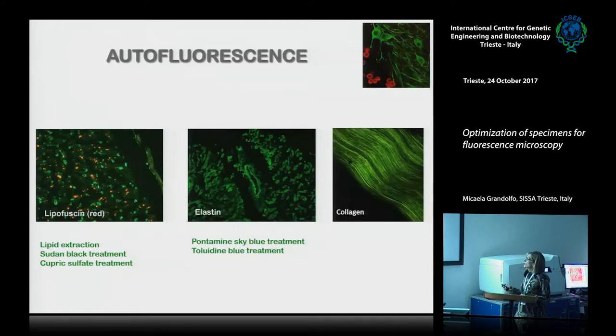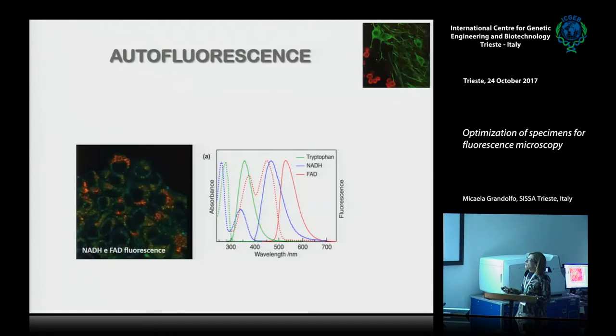You can find some collagen, and you cannot remove the fluorescence from collagen. And you can also find some molecules like tryptophan, NADH, or FAD, with the peaks in this range of the spectrum. And you can see some dots like this one in your sample. So in this case, you will have fluorescence, but it does not come from your antigen, but it is due to the presence of these specific molecules.